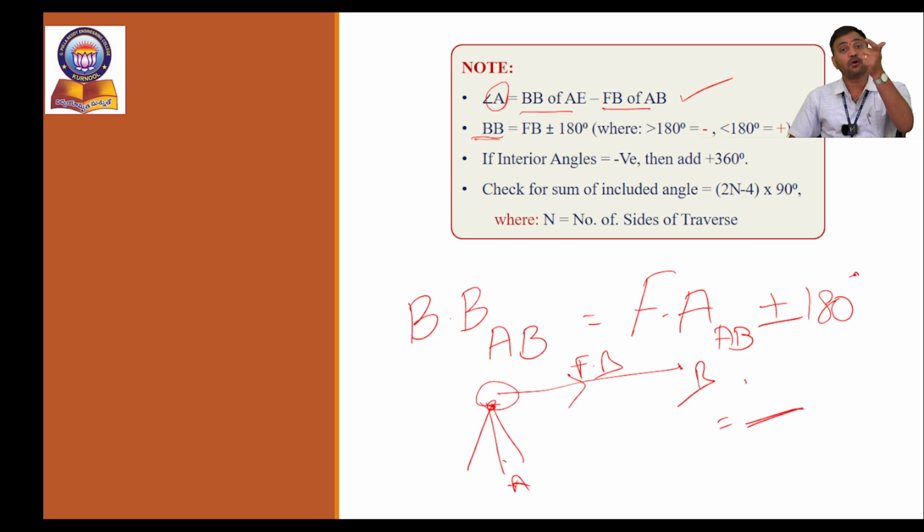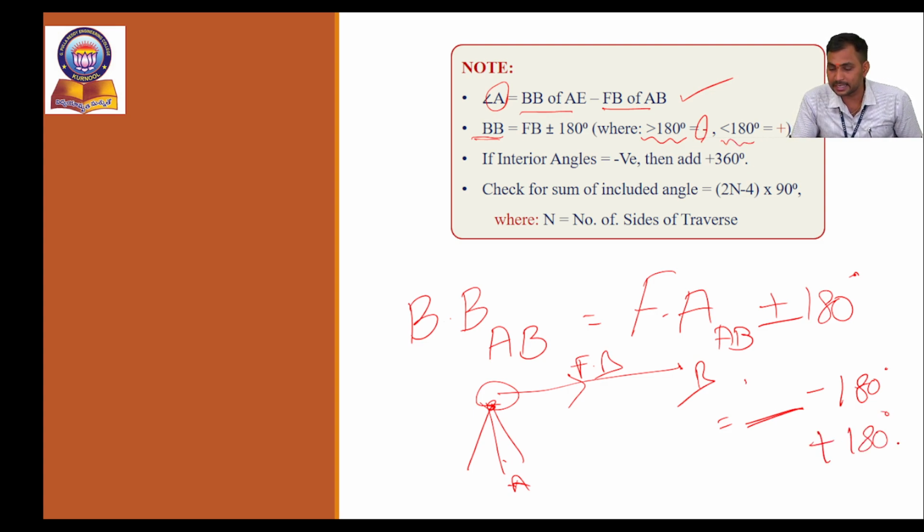If the forebearing value is greater than 180 degrees, then we have to write minus 180 degrees. See here, if the forebearing value is less than 180 degrees, then we have to apply plus 180 degrees. My dear students, now you have got the clarity.